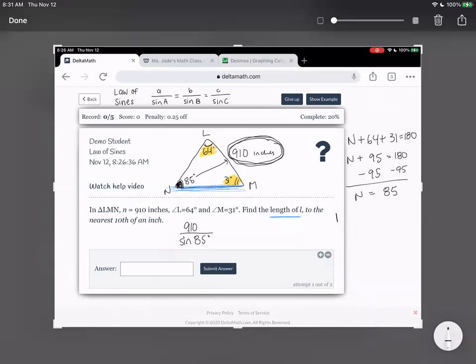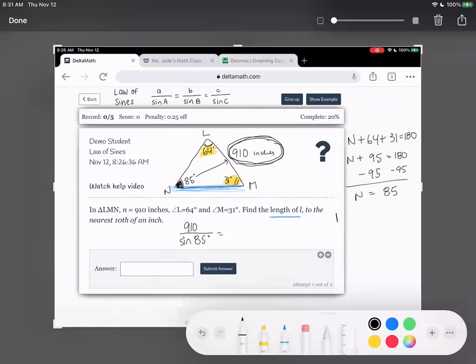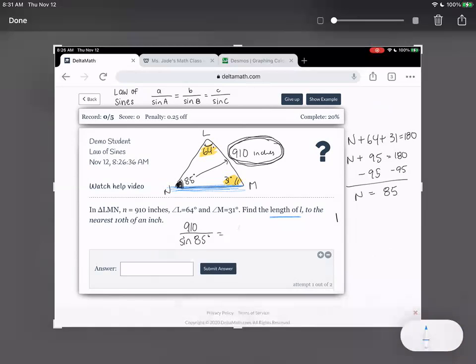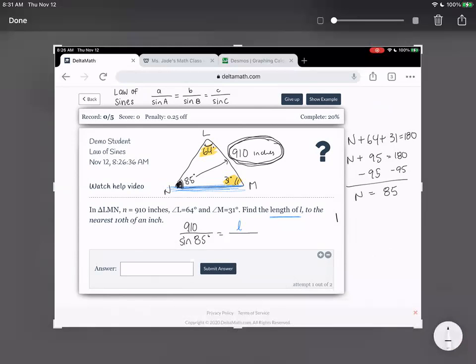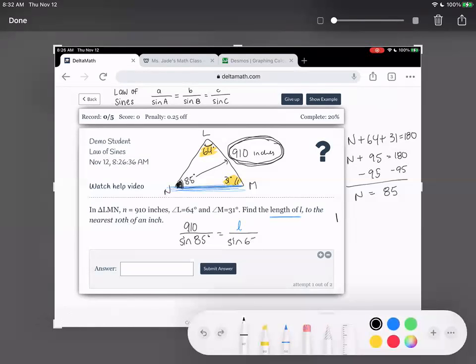So 910 over sine of 85 degrees is equal to, we want the length of L, so I'm just going to put L. I'm going to put it in lowercase because if I put it in uppercase, that would be the angle. We don't want that. And I made it cursive because if I don't, it'll look like the number 1. That represents the blue side. So 910 over sine of 85 is equal to the blue side divided by sine of the angle right across from the blue side, which is 64, not 65.